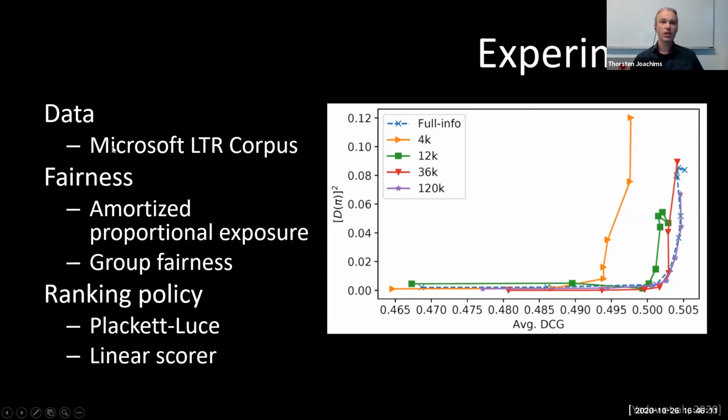So these are again experiments on a standard benchmark for learning to rank. Again, we use this amortized proportional exposure disparity that we want to optimize, or that's our constraint. And this is just a Plackett-Luce model with a linear score, not a deep network here. What this plot explores now is, if you have perfect data, full information data, manual relevance judgments, then you get this dashed curve here, where you have the utility to the users in terms of DCG on this axis, and unfairness disparity on this axis.